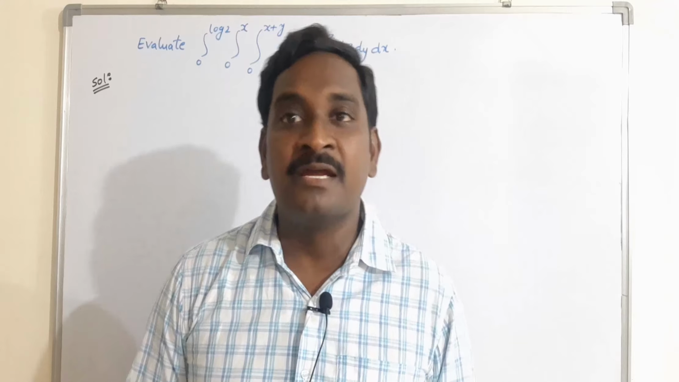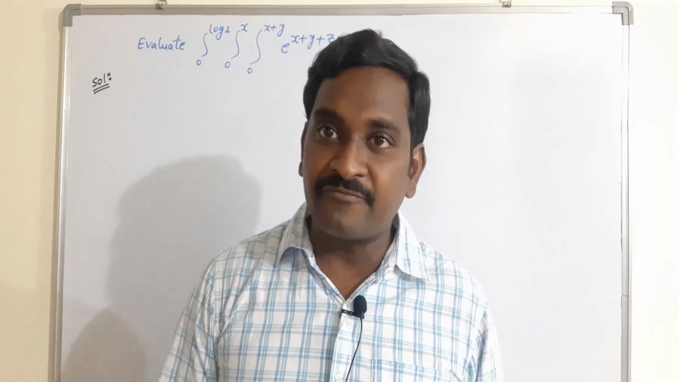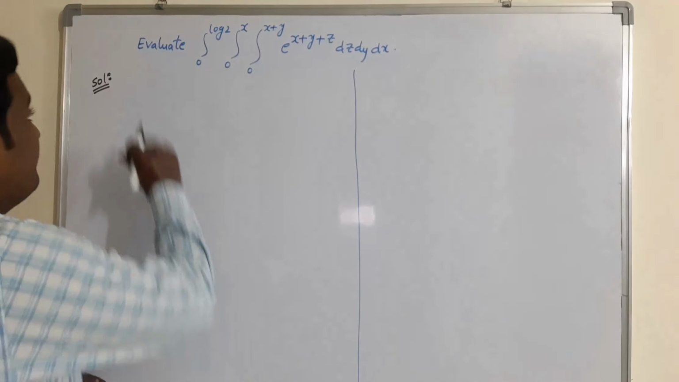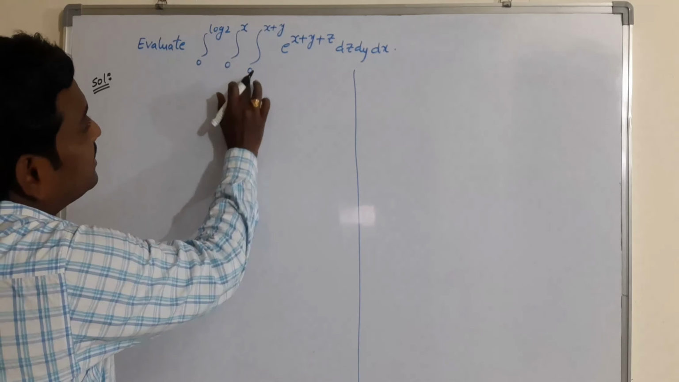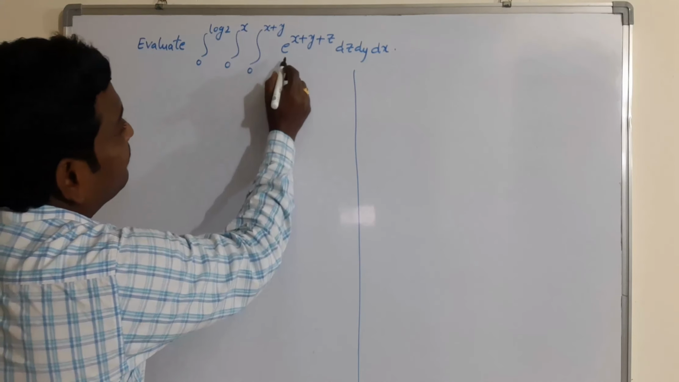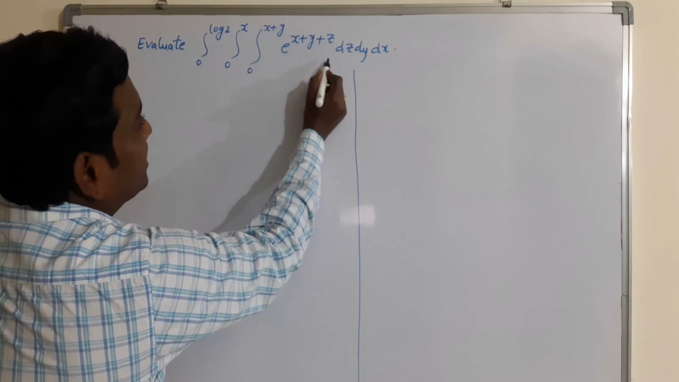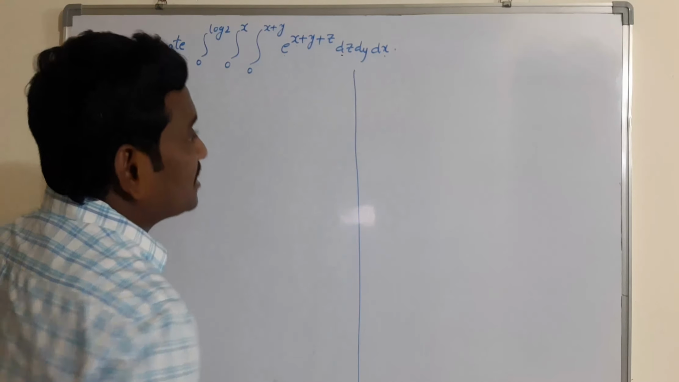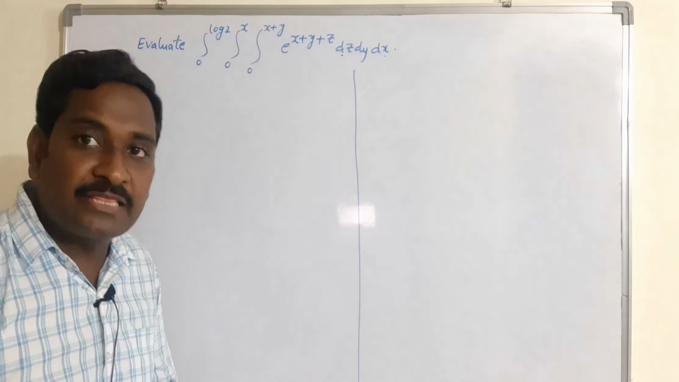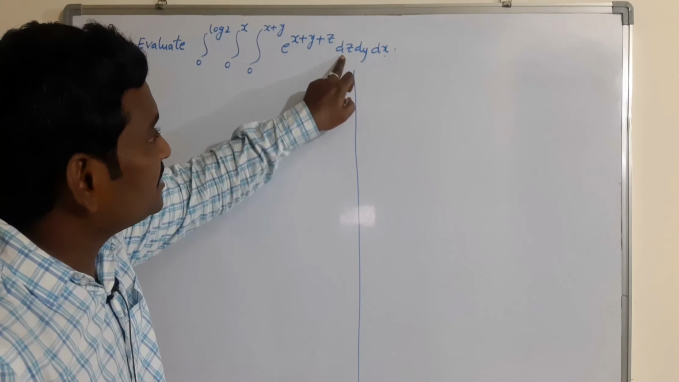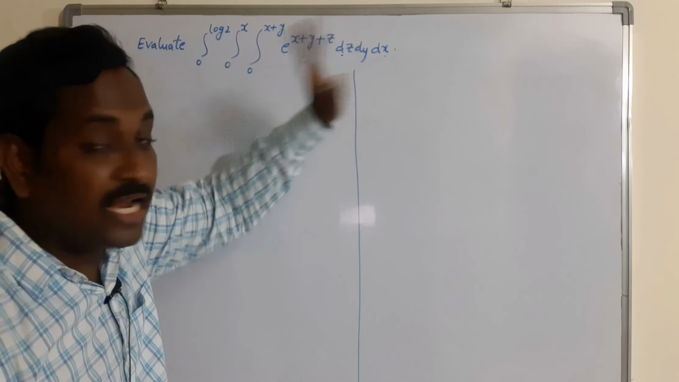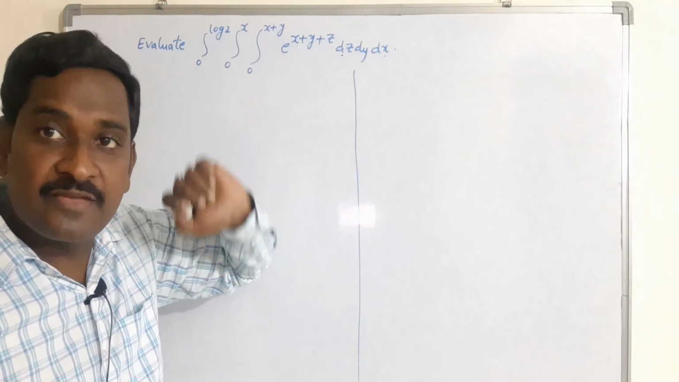In this video, I would like to explain a problem on triple integration. See the statement of the given problem. Evaluate the integral from 0 to log 2, integral from 0 to x, integral from 0 to x plus y of the function e power x plus y plus z dz dy dx. This means that we have to take the integration of the function e power x plus y plus z with respect to z, after that with respect to y, after that with respect to x within the given limits.